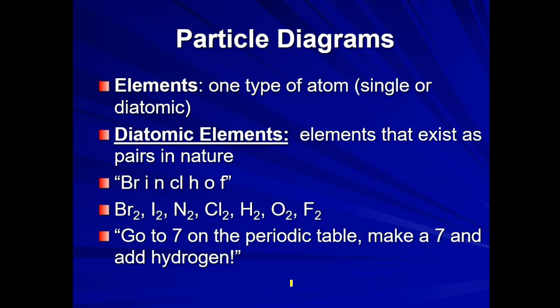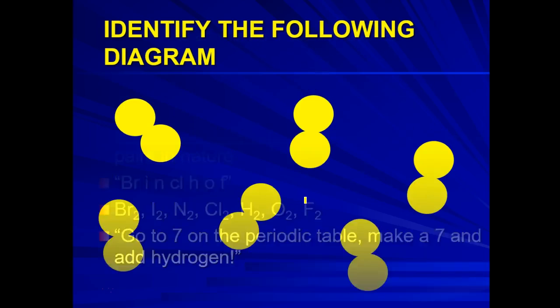We'll copy this down a little. Well, I want you to put this in your journal. Brinkelhoff. Exactly the way it's written. Br2, I2, N2, Cl2, H2, O2, and F2. And it's called Brinkelhoff. Those are our diatomic elements, and we'll talk about those later on as we go into the periodic table.